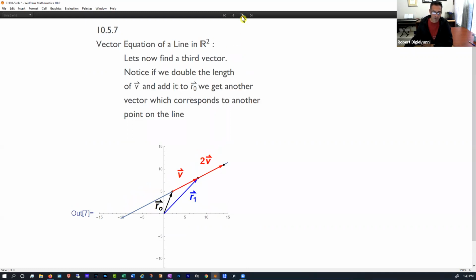But I could go even further than that. What if I take R naught and don't take V, but take twice V? Won't it give me a point out here? And it'll actually give me a vector that goes from here to here. I'm not drawing the vector, but it would give me that vector, wouldn't it? So this vector right here in orange is R naught plus 2 V's. What if I had 3 V's? So R naught plus 3V would go further out, right? 4 V's, 5 V's.